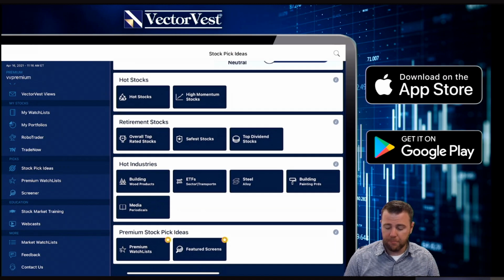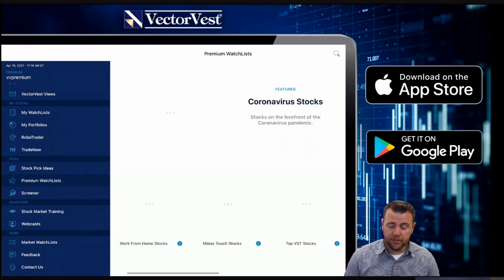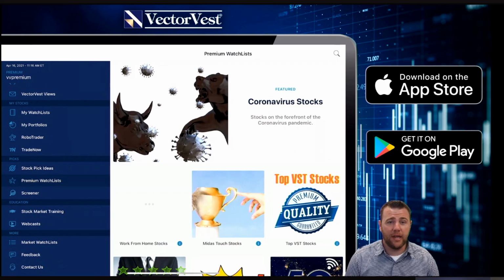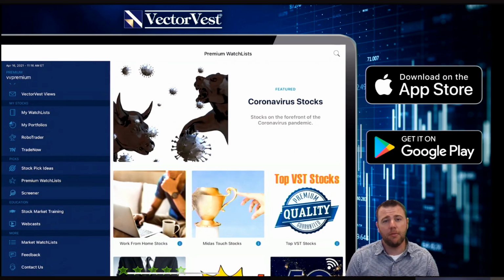Let's go into the premium watch list. And just as a side note, everything that I'm using here is strictly just the mobile app. It's the premium version of the mobile app. We have a few different tier levels on the mobile, but with the premium, this is everything that you will see with that as well.